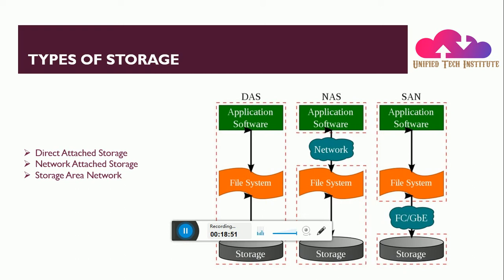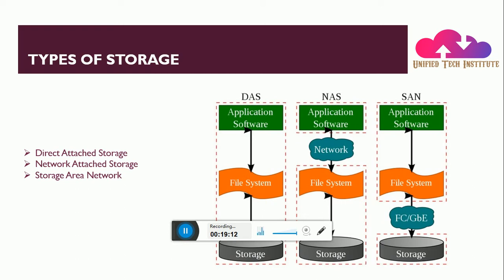You might have thought in that manner, right? But it is not the case. In the data center we will use only these three kinds of storage. So what is direct attached storage? Direct attached storage is nothing but you have a machine and a storage, that is, your hard disk is directly attached to your device. That is called direct attached storage.